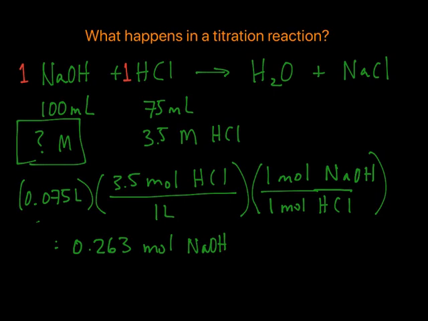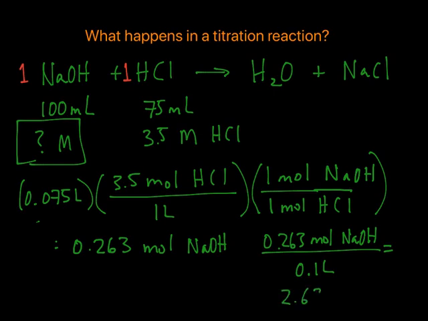If we divide this number, 0.263 moles of sodium hydroxide, divided by 100 milliliters, put that into liters. This is moles over liters. That is equal then to the molarity of our unknown solution. So from a titration reaction, we can figure out the unknown molarity of the sodium hydroxide.